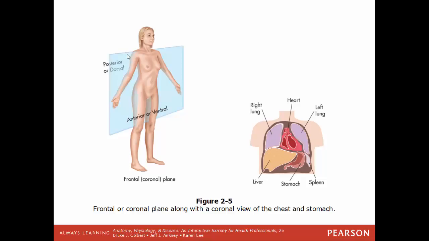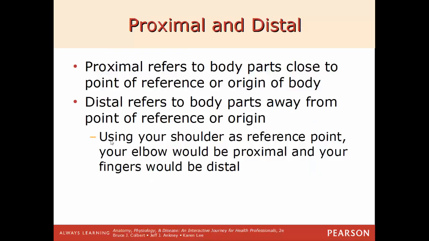Again, we have this image here, this plane, the frontal or coronal plane. This section of the body would fall forward. That'd be the anterior section. And this part behind her would fall backwards. That'd be the posterior part, or dorsal part. All right, now we'll get into some other directional terms.